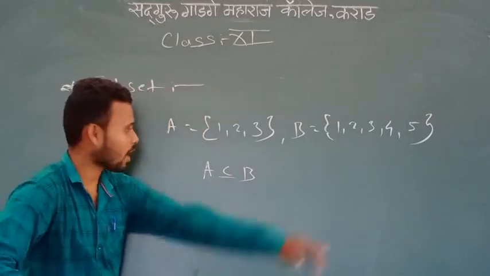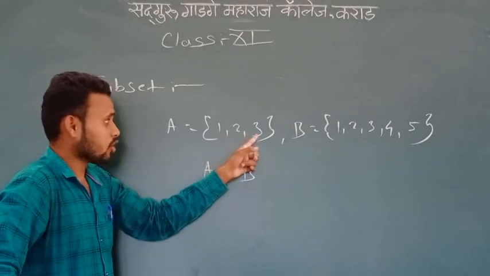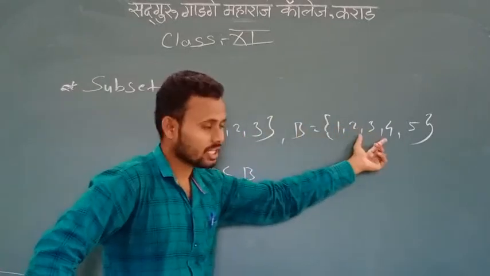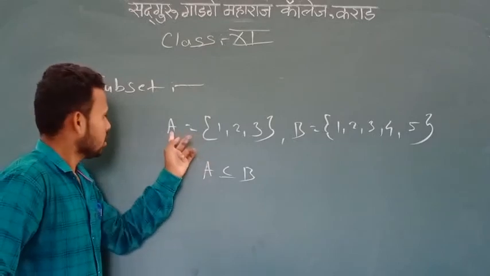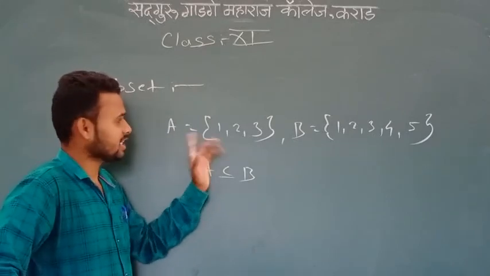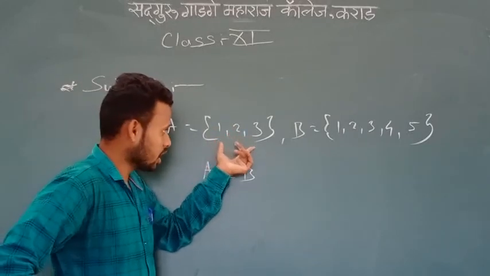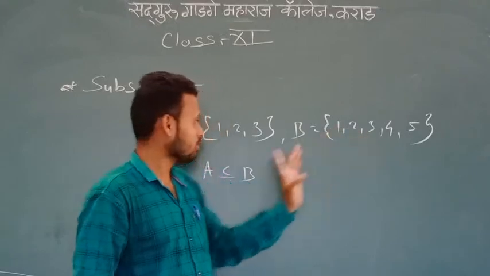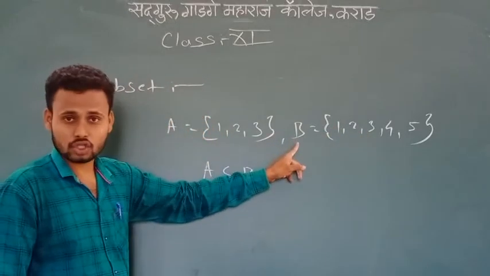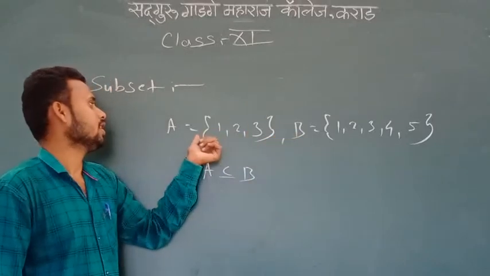We can say this. Why? What does the subset definition say? If every element of A is also an element of B, then we say that A is a subset of B. Here we observe that in set A there are three elements, 1, 2, 3. All these three elements are also elements of the set B. Therefore, by the definition of subset, we say that A is a subset of B. But is B a subset of A?